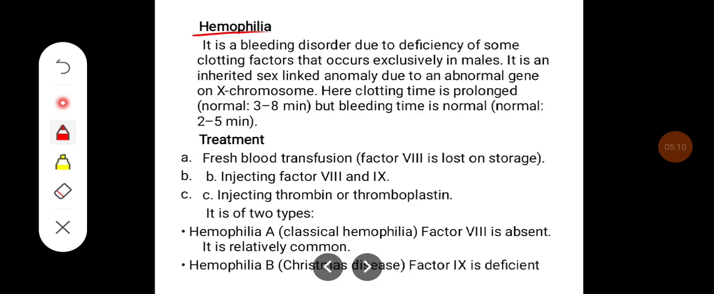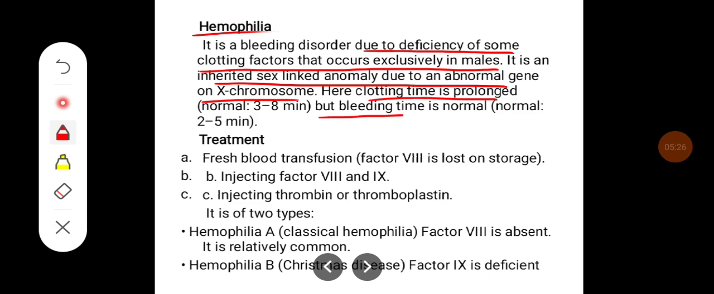Hemophilia. It's a bleeding disorder due to deficiency of some clotting factors that occurs exclusively in males. It is an inherited sex-linked anomaly due to an abnormal gene on the X chromosome. Here clotting time is prolonged, but bleeding time is normal.